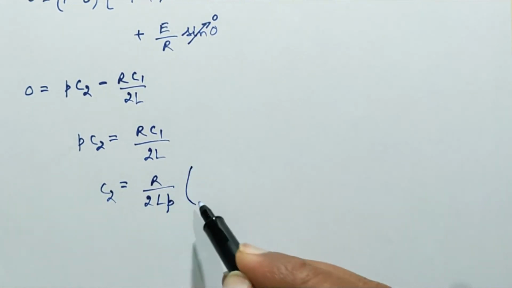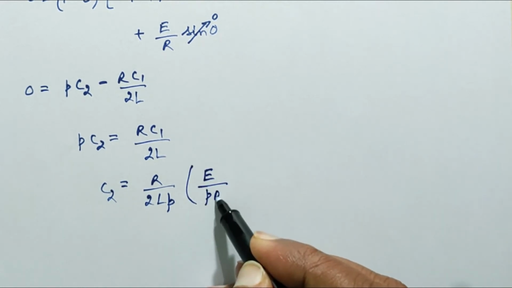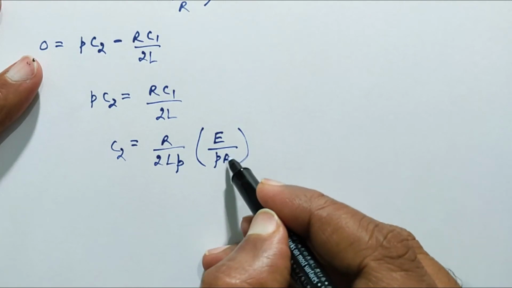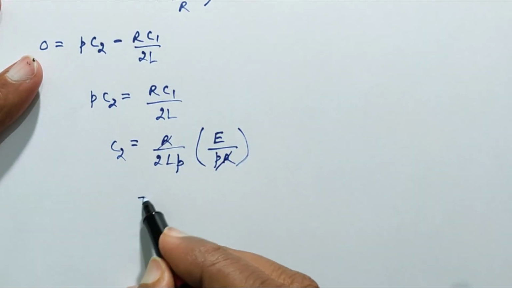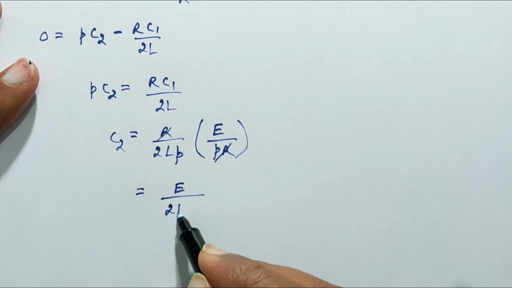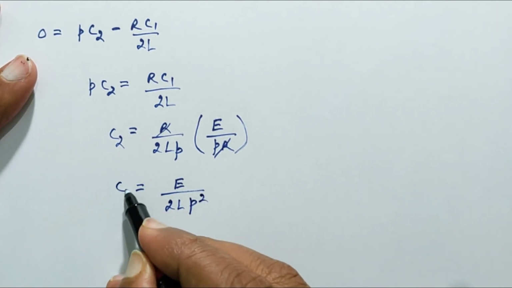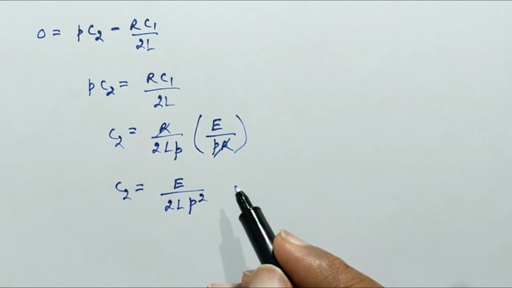So C1 value we know, its value is E by P times R. You can see this R and R will cancel out. You will be left with E divided by 2 times L into P, which will be P square. So you got the value of C2.